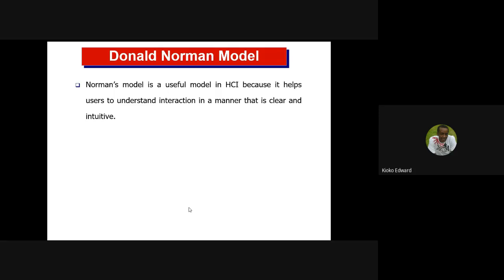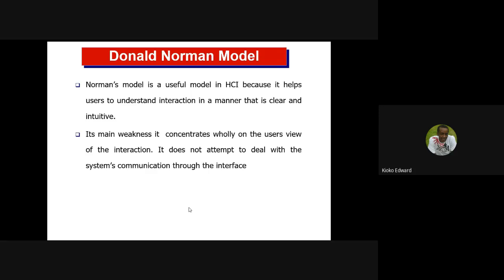So this model tries to make us understand interaction in a more clear and intuitive manner, in a layout you can understand without a lot of problems. As I said, the main problem with this model is that it concentrates only on the user interaction. If you look at those 7 stages, we are all talking about one person: the user, the user, the user. There is no point where we talk about the system. So the model does not attempt to deal with the system communication through the user interface. We have another model that tries to incorporate the system when looking at interaction, instead of just the user, because that's not the only participant in communication.